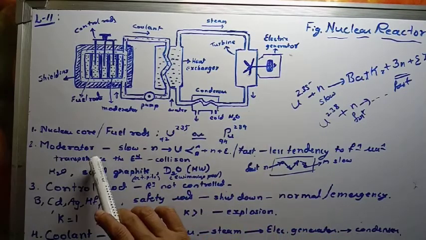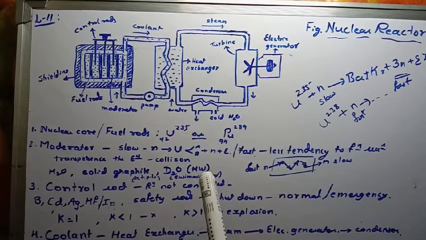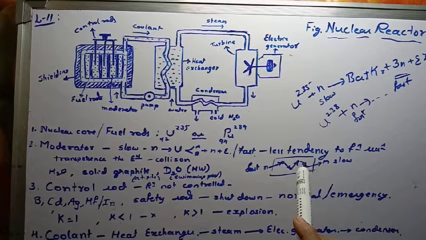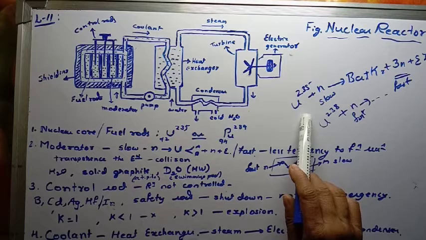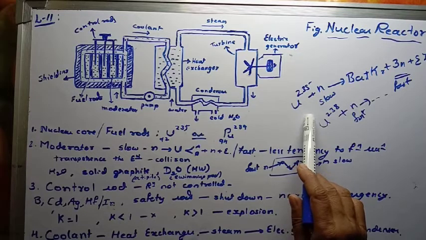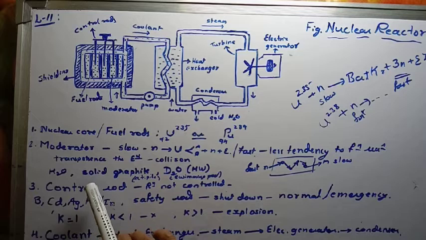The second one is moderator, which will slow down the fast moving neutrons into slow moving neutrons, isn't it? And these are capable, and necessary, to bring about fission with the uranium 235 fuel. So either water, heavy water or graphite is used as a moderator.